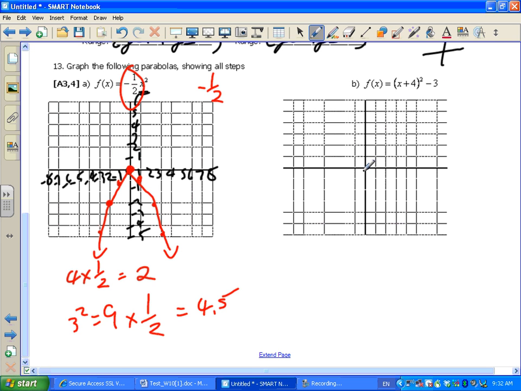Our second parabola, the origin has been moved. The a factors are the exact same. Our h is positive 4, so we go over to the left 4. 1, 2, 3, 4. And our k factor is negative 3, so we go down 3. 1, 2, 3. Our new vertex is here. We go over 1, up 1. Over 2, up 4. Over 3, up 9.